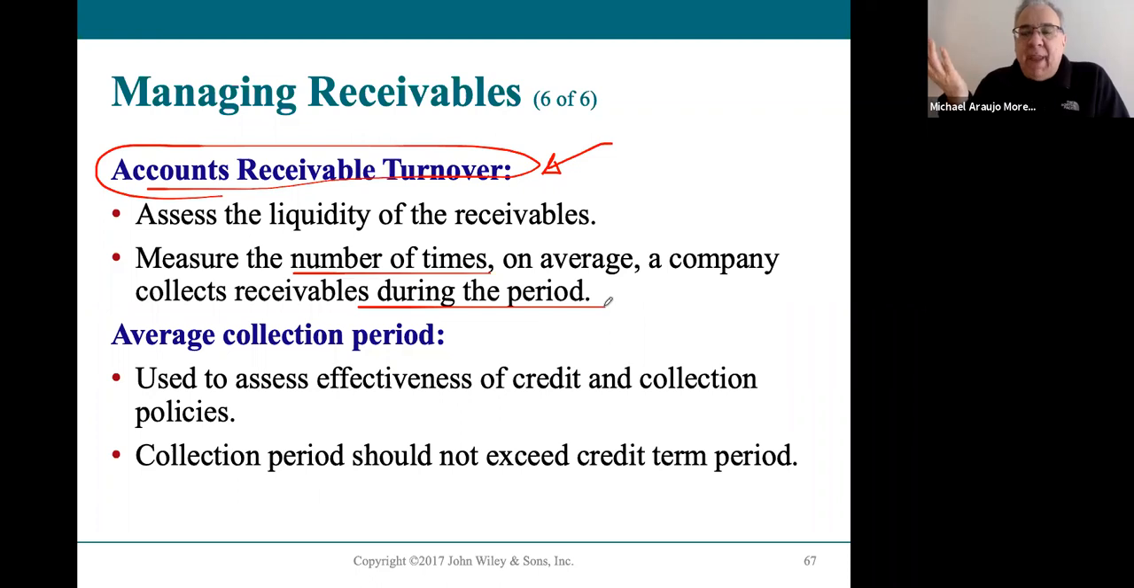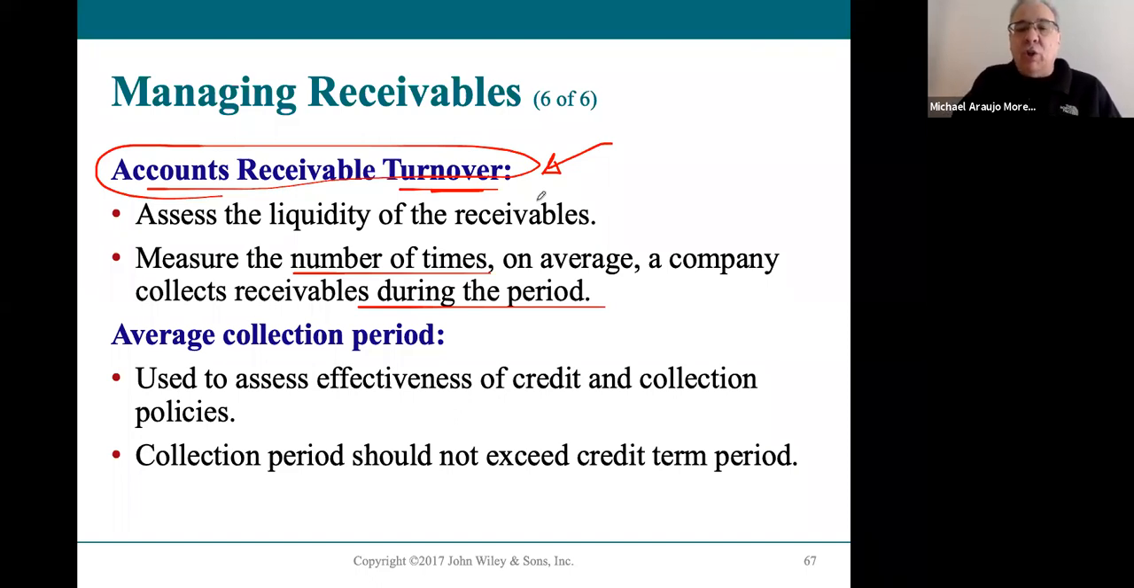Now, think about it. If you have a 30-day receivable window and your period is 1 year, your turnover of receivables should be 12 times a year, right? Because there's roughly 12 30-day periods in a year. So you should be collecting those 12 times a year. And that's what an accounts receivable turnover rate is. How many times per year are you collecting your receivables?